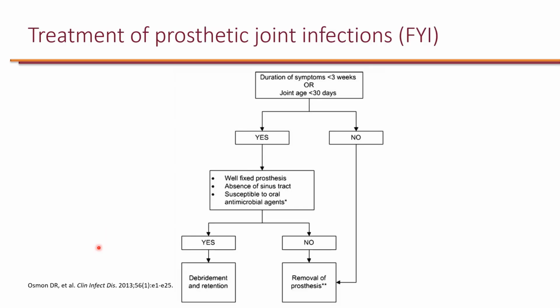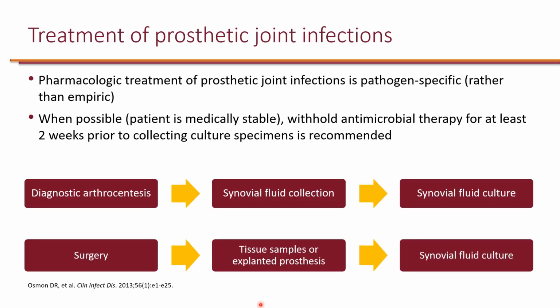And typically, the way that it's decided whether the hardware should be removed or not has to do with the duration of symptoms. So typically, if the symptoms are greater than 3 weeks, or if the hardware is actually older than 30 days, then it's actually removed and replaced with a new one. Otherwise, if the symptoms have been less than 3 weeks or if the hardware is pretty young, less than 30 days, debridement and retention will likely be enough. Now, antimicrobial therapy for prosthetic joint infection is pathogen specific rather than empiric.